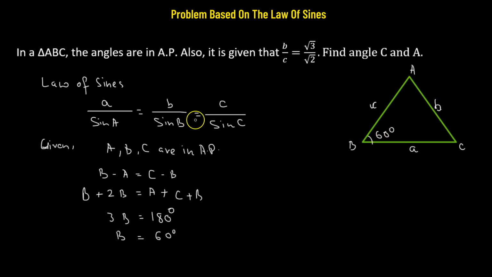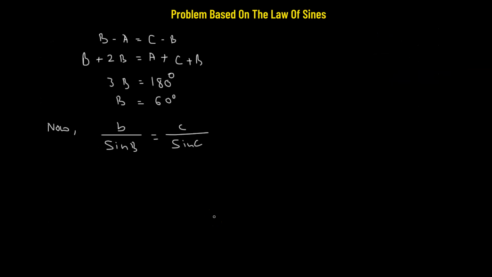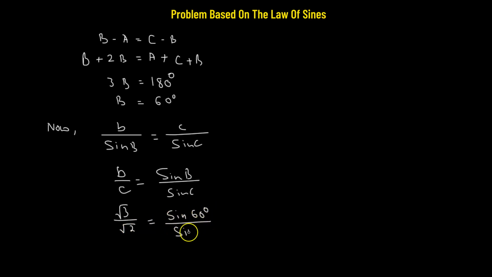For this, we are going to use the ratio b over sine B equals c over sine C. This can also be rewritten as b over c equals sine B over sine C. Now, b over c is already provided to us, so we have square root of 3 over square root of 2 equals sine B, whose value we obtained just now, 60 degrees, over sine C.